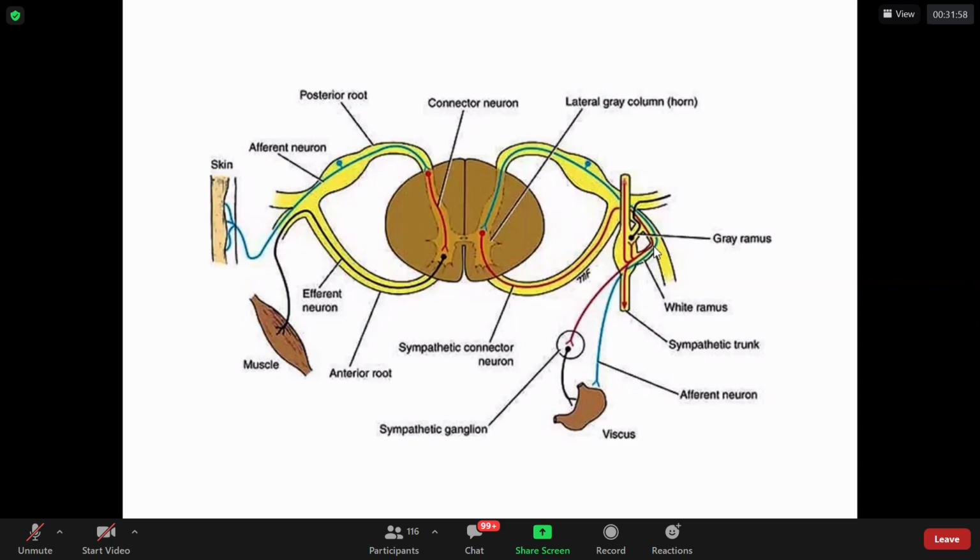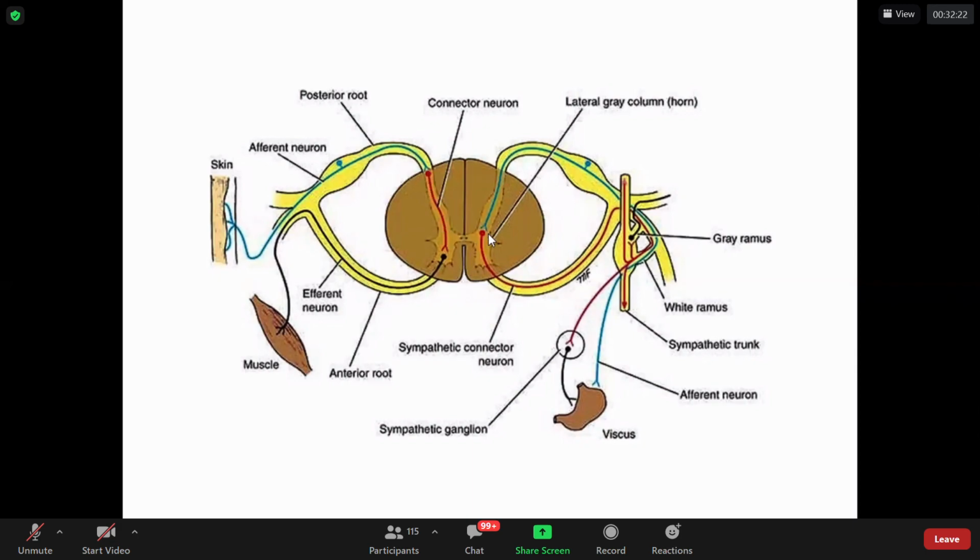Then it passes through what is called the white ramus, which I'll also be telling you about later. Then it passes through the ventral ramus or dorsal ramus, whatever. Then it goes to the posterior root of the spinal nerve, where again the cell body is located, and its central process again enters.